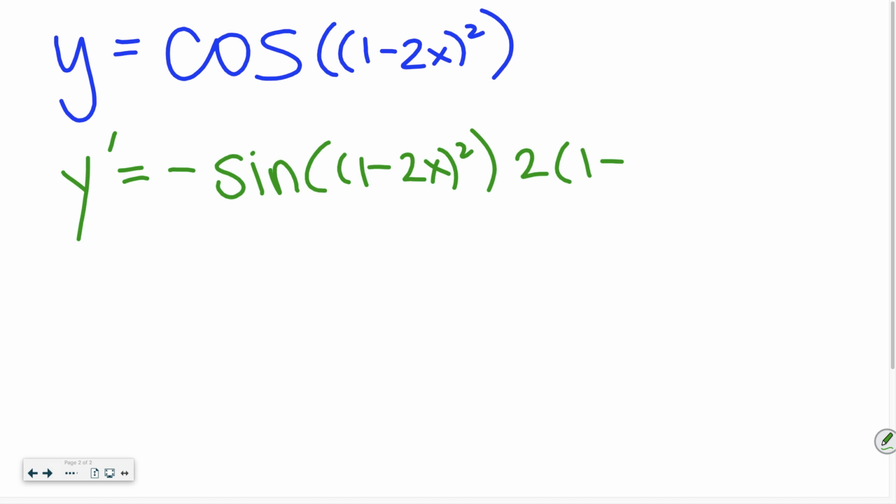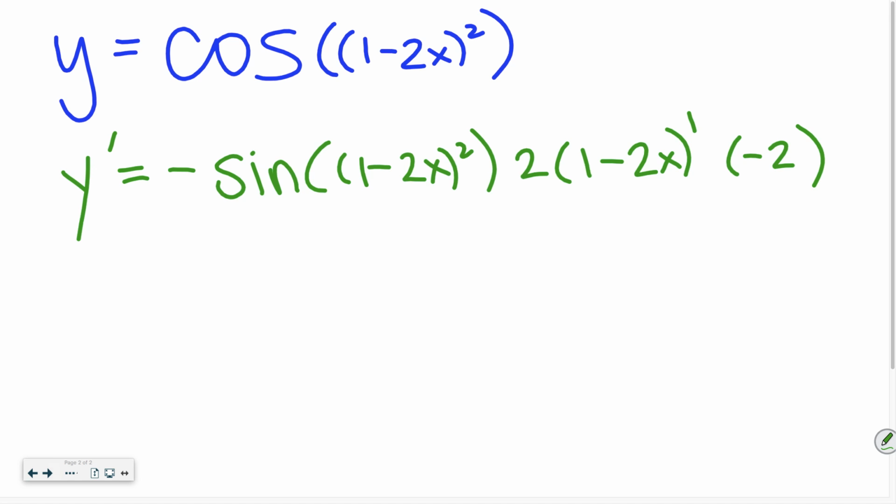Power rule. Inside of our power rule is 1 minus 2x. What's that derivative? Negative 2. Yes. We go outside, inside, inside.